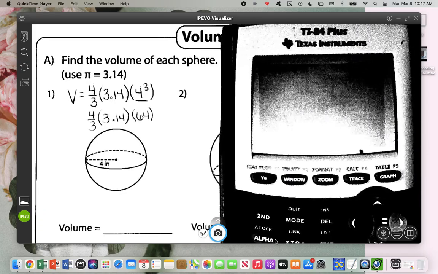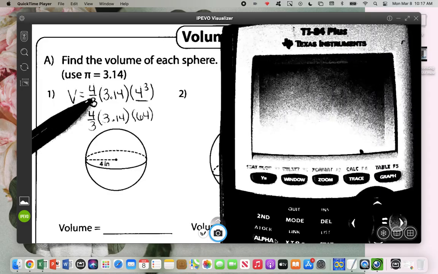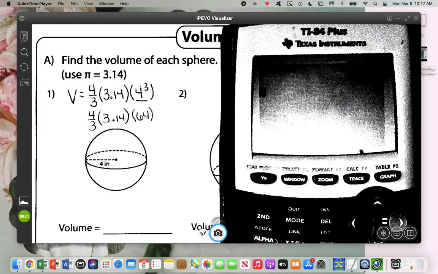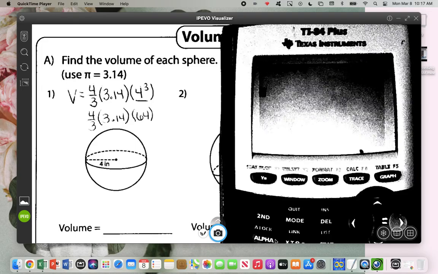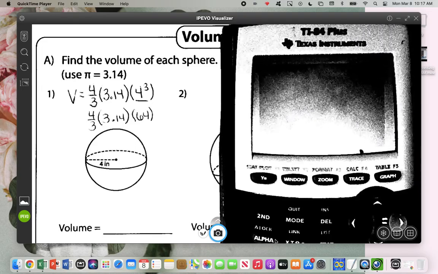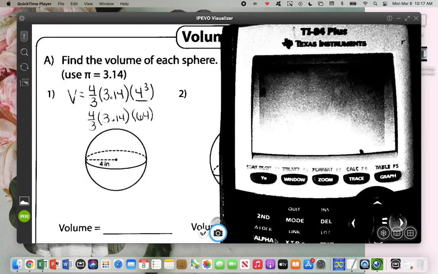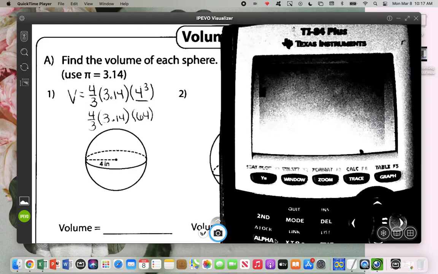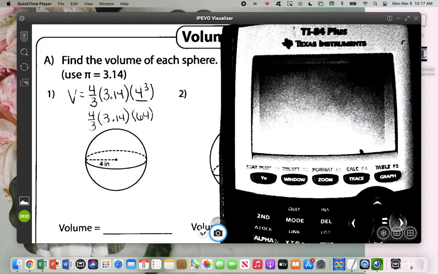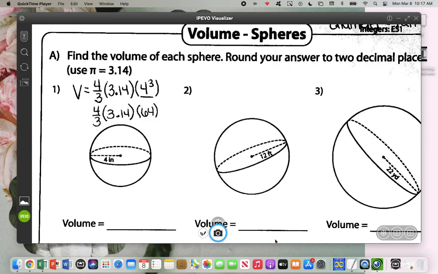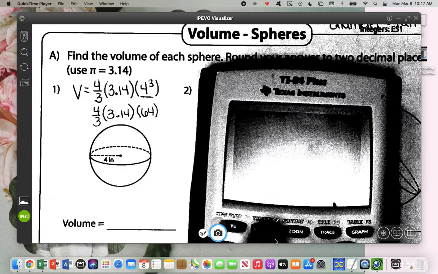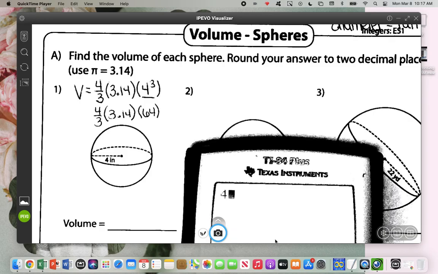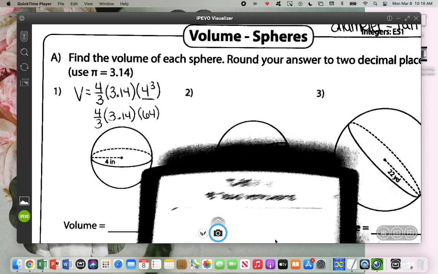All right, so I definitely want to see that in your work. I want to see the numbers when you plug them in, and I definitely need to see what you get for that radius to the third power. Now at this point, we are ready to type in everything because we can multiply or divide left to right, correct? That's all multiplication and division. So the first thing is 4 thirds. We are going to type in 4 divided by 3, and you should get 1.333333. Do you guys all have that on your calculator?